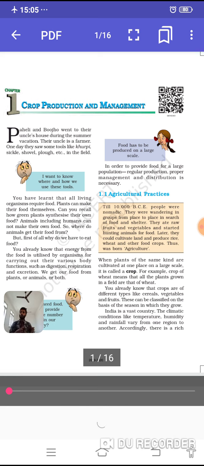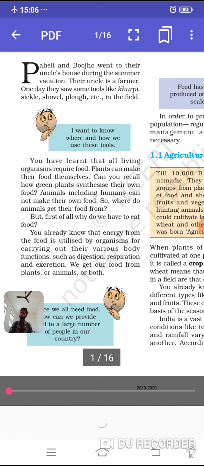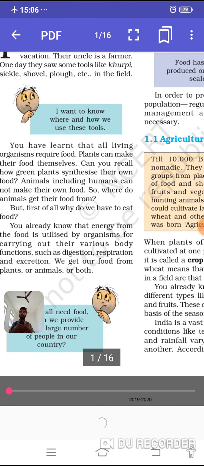Actually, we all know we need food for our survival. We also know our country India has a large population. So we need a better technique in crop production, and we need to manage crops properly to fulfill the demands of the population. We need better yields, better food, better crops, to fulfill the demands of the growing population.